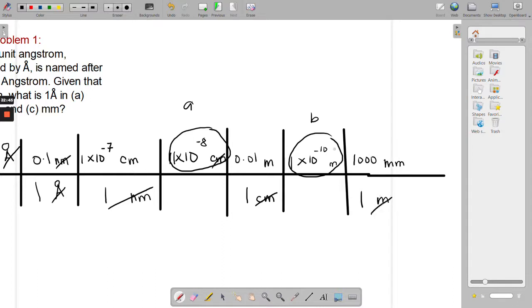millimeters. Then we're going to cancel the meter, and we end up multiplying 1 times 10 raised to negative 10 by 1,000, and the answer would be 1 times 10 raised to negative 7 millimeter. So that is our answer for C.